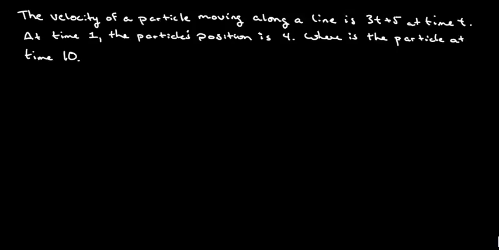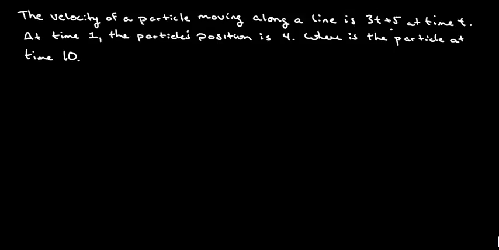The velocity of a particle moving along a line is given by 3t plus 5 at time t. At time 1, the particle's position is at 4, whatever that is, 4 feet, 4 meters, miles, it doesn't matter. Where's the particle at time 10?